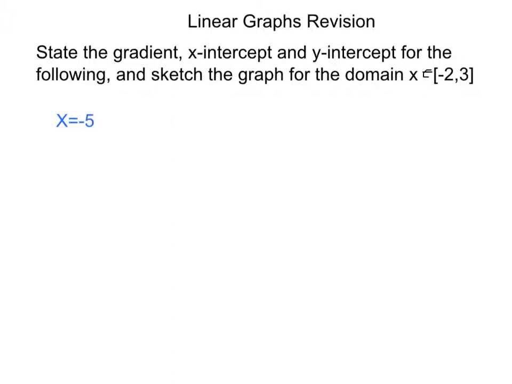State the gradient, x-intercept and y-intercept for the following and sketch the graph. So again, I'll sketch the graph first. This is another one of these funny ones. This one crosses over at x is equal to -5. So that's going to be like so. And in this case here, the domain is a bit ridiculous because the domain is just equal to -5.